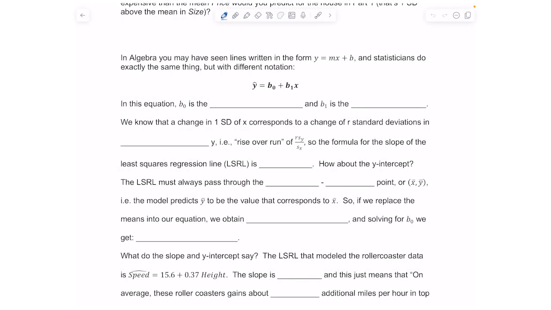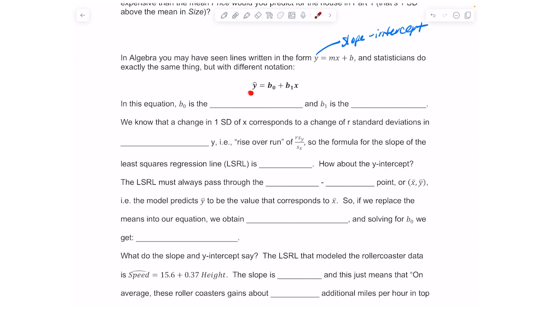Welcome back for part 2 of this video, where we're going to look at the linear regression model and the pieces that make it up. In algebra, you may have seen lines written in the form y equals mx plus b. If you remember, that was called slope-intercept, because it contained the slope, which was m, and the y-intercept, which was b. And statisticians do exactly the same thing, but with different notation.